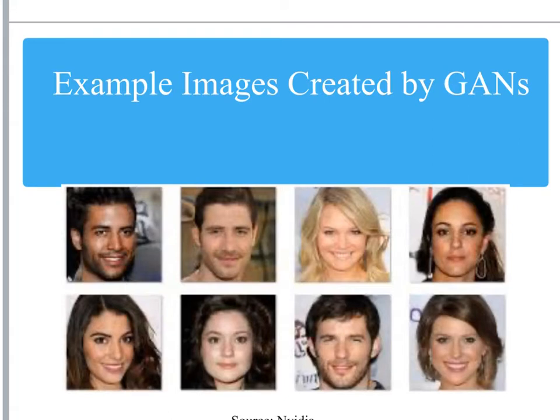Now let me show you some images that were actually created by GANs. Here are some images. You can see how realistic looking these images are. They look like real people's images, yet those are not real. Those are fake.